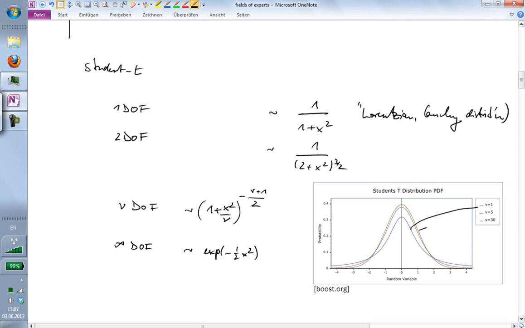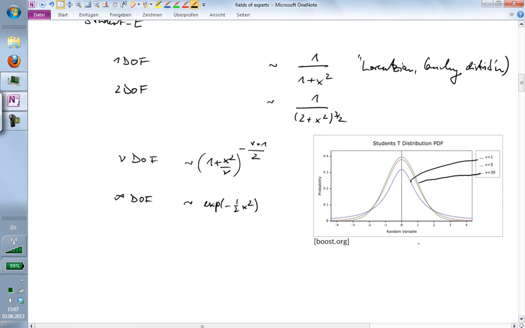So the highest curve here is the one for 30 degrees of freedom, and visually this is already indistinguishable from a Gaussian. If the authors of the Boost library had plotted the Gaussian here, it would have been almost within the line width of this 30 degrees of freedom. But let's look at the one with just a single degree of freedom. This is what's called highly kurtotic.